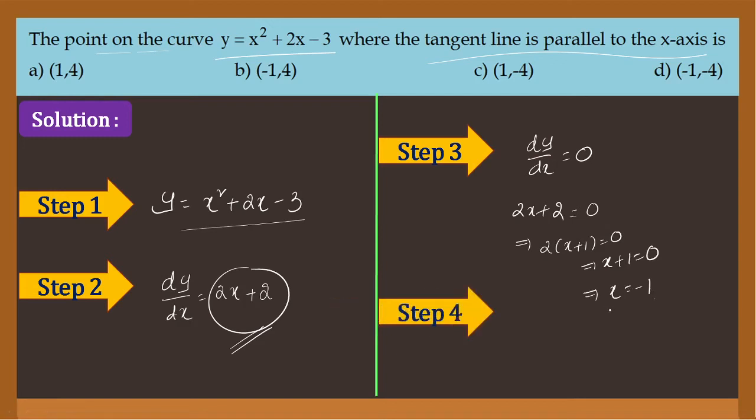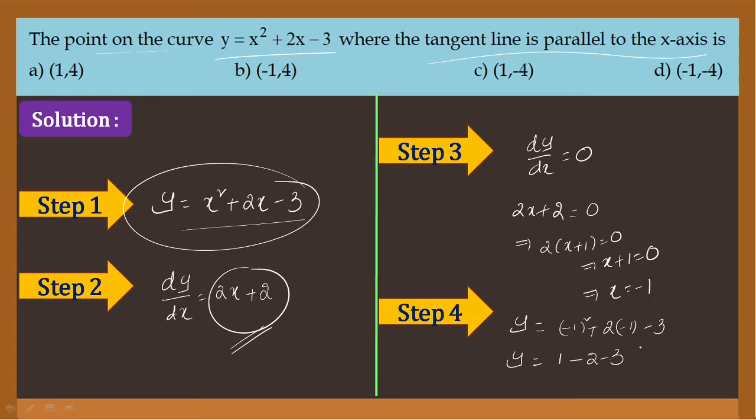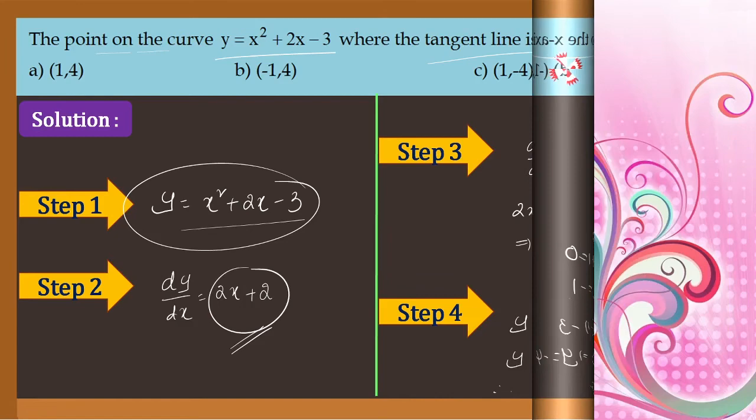Now substitute x equals minus 1 in the given equation. We get y equals (minus 1) whole square plus 2 into minus 1 minus 3. Minus 1 whole square is 1, and 2 into minus 1 is minus 2, so y equals 1 minus 2 minus 3, that is minus 4. Therefore, the point is (minus 1, minus 4). Therefore, the answer is option D.